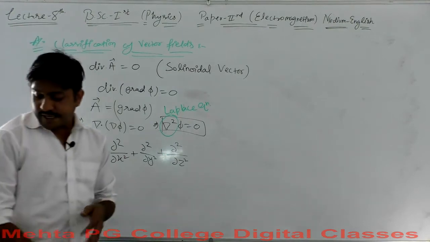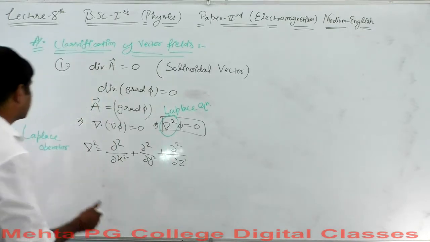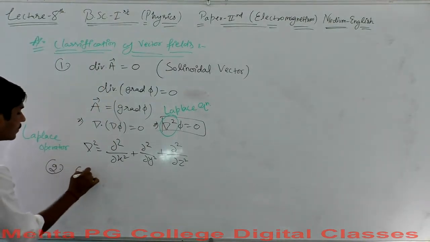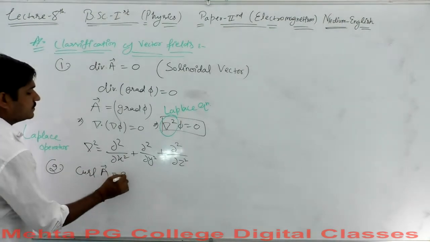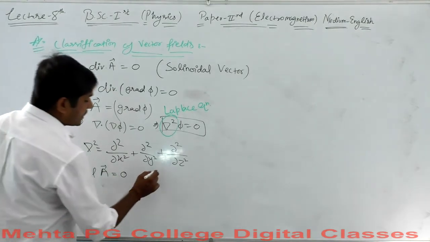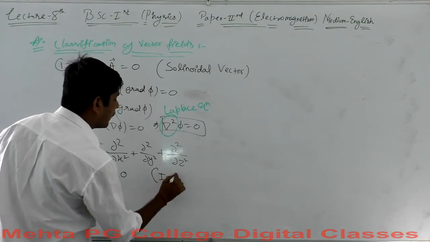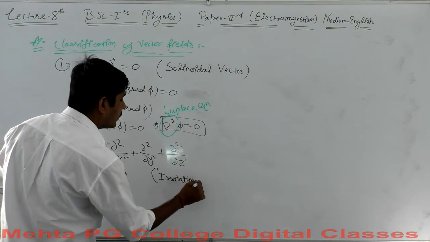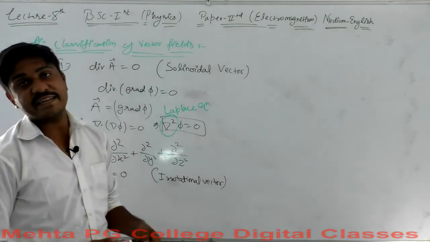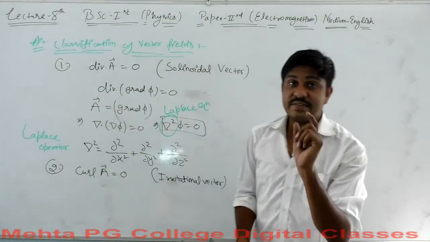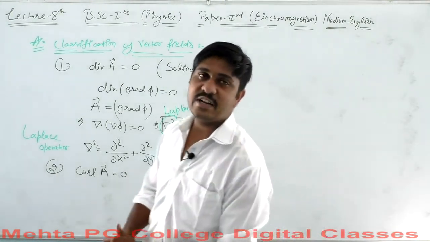That was for the divergence. Now, what if the curl of a vector field is equal to 0? The vector is termed an irrotational vector. When the curl is equal to 0, it means the vector will not rotate. The vector will not rotate here because this is the irrotational vector.